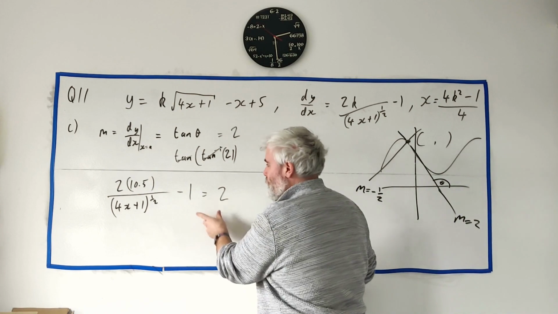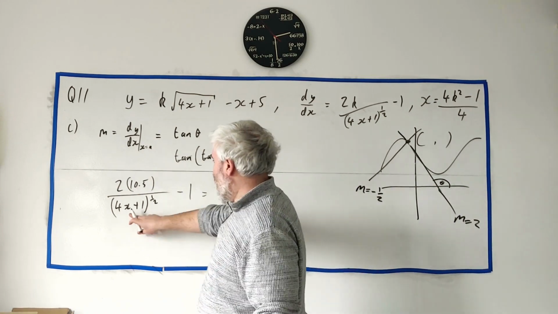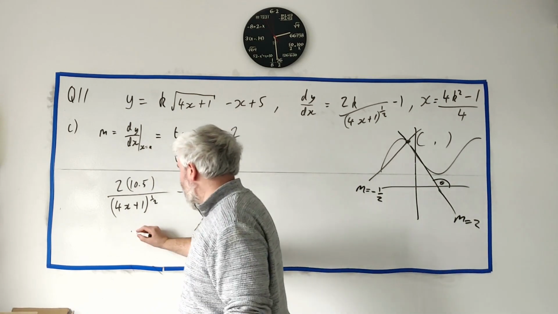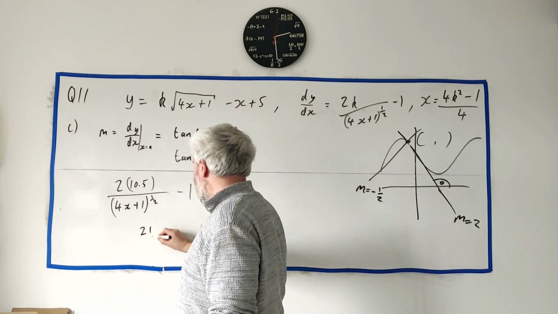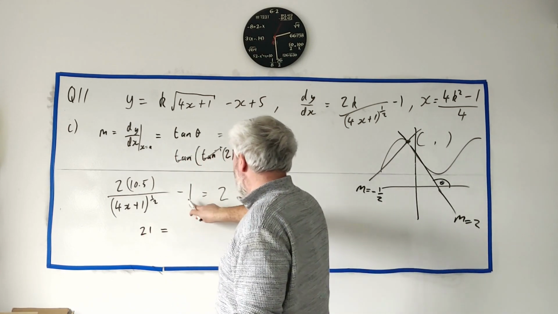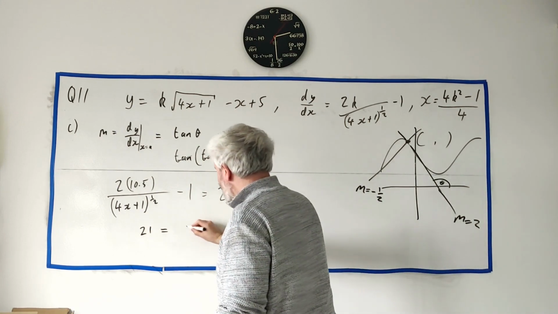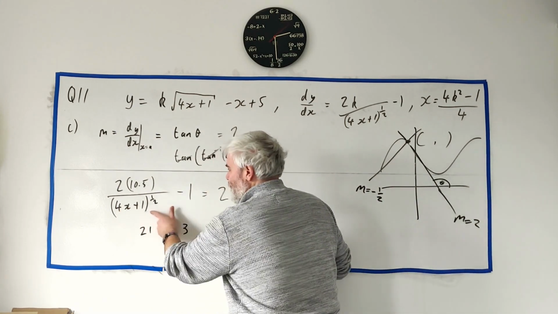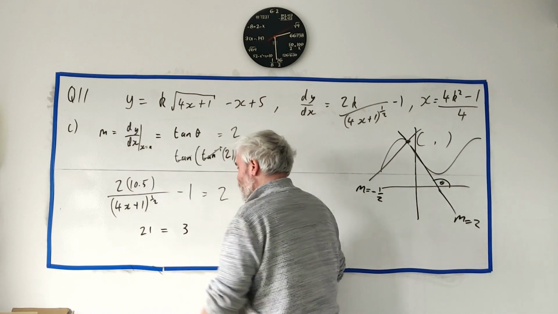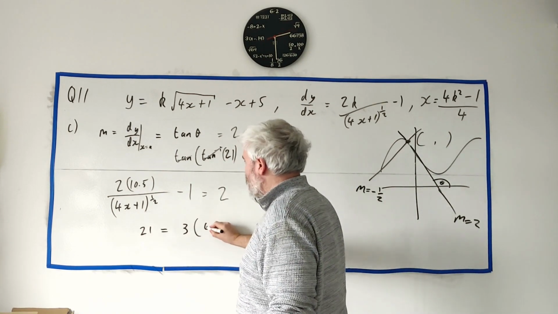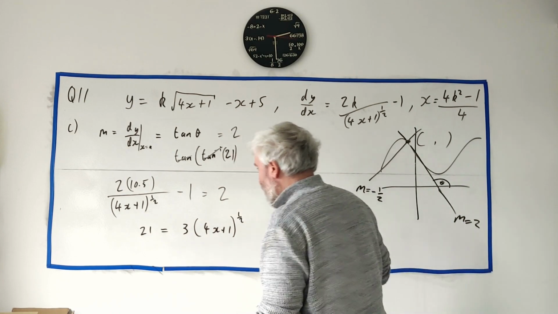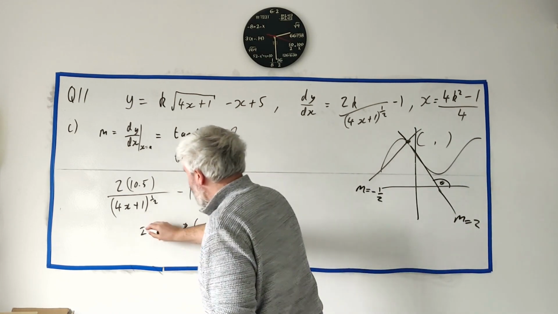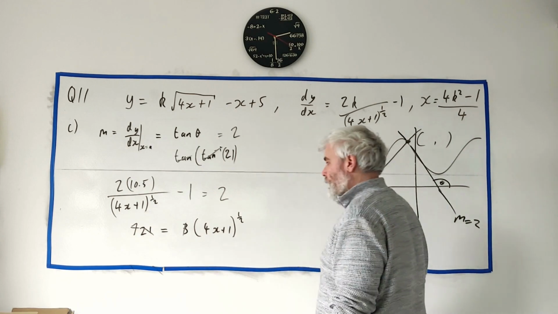Add 1 to both sides. We get 5. Let me do it slower here. This is 21 is equal to, 1 to both sides, we get 3, equal to 3. This guy's on the bottom. Let's multiply both sides by that. 3 times (4x plus 1) to the power of a half. Divide both sides by 3, we get 7.